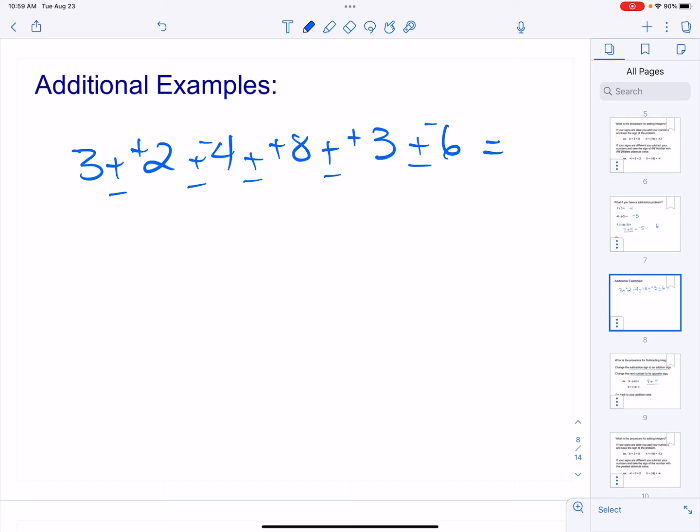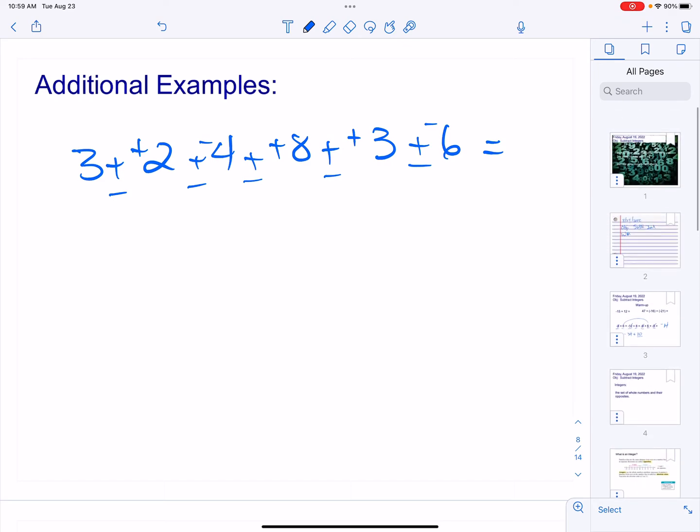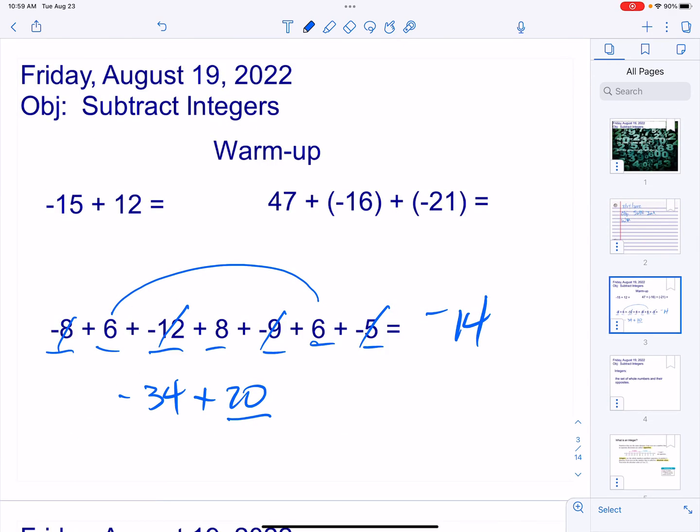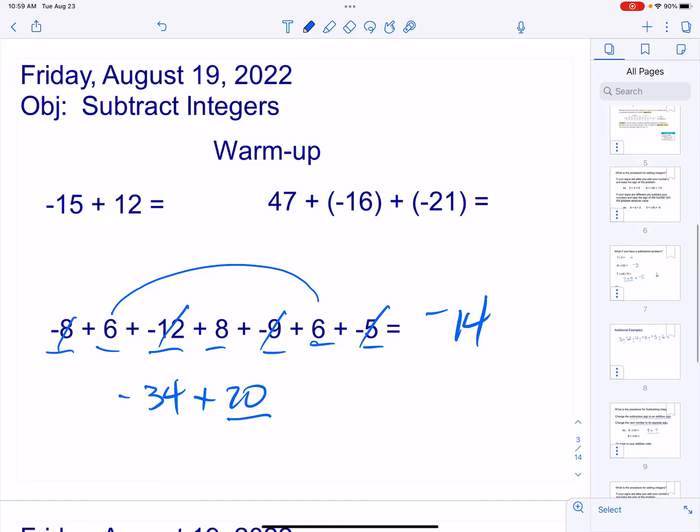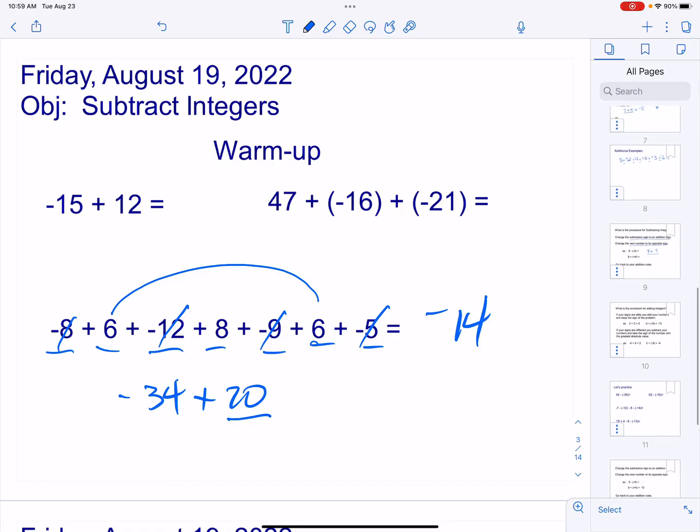The 6 turns negative. Now we go back to the same thing that we did on this problem earlier, like this one right here. Take all your negatives and put them together. Take all your positives and put them together, and then do one subtraction problem at the end. Okay, so that's what we're looking for.